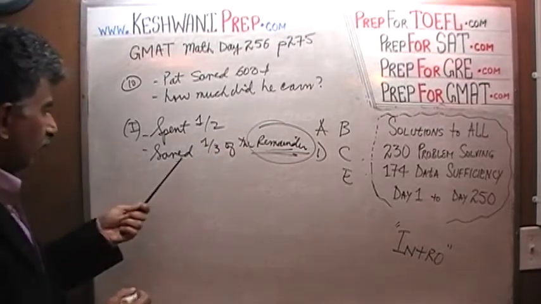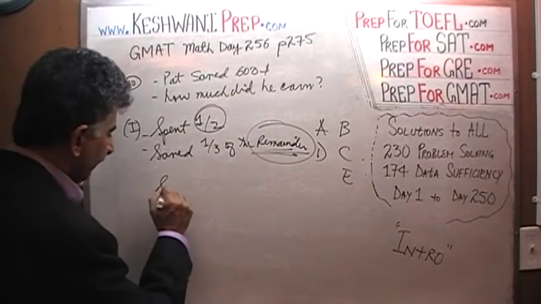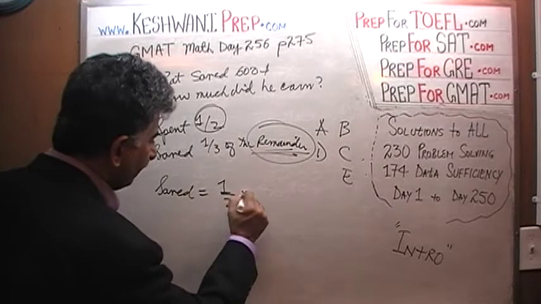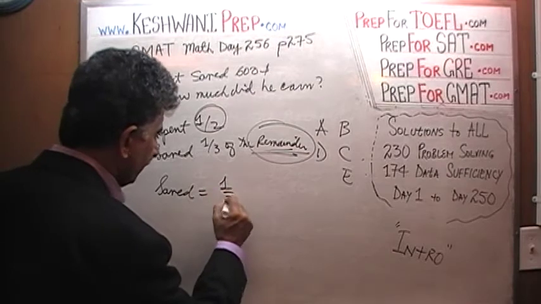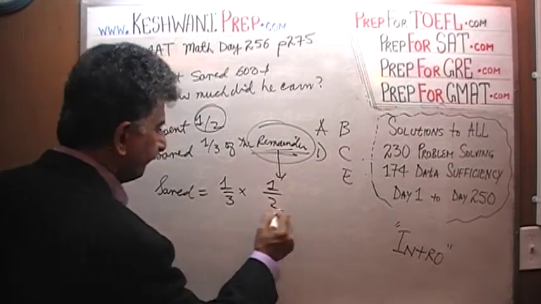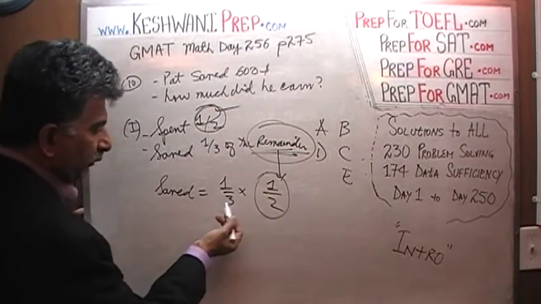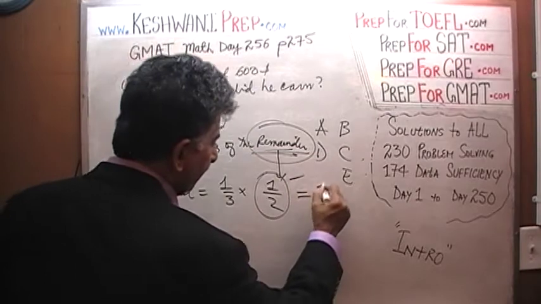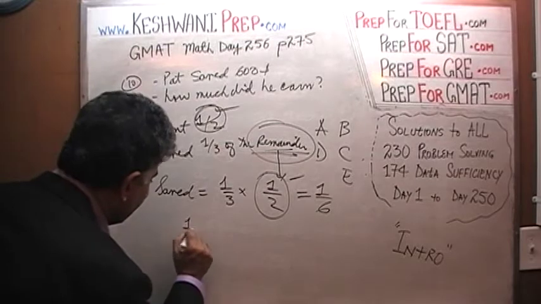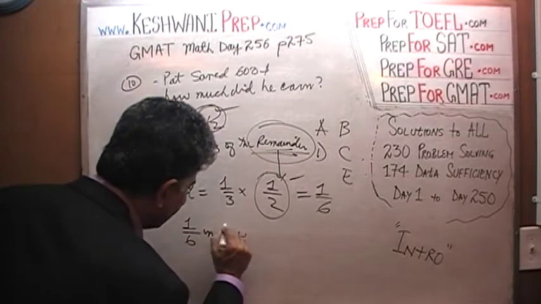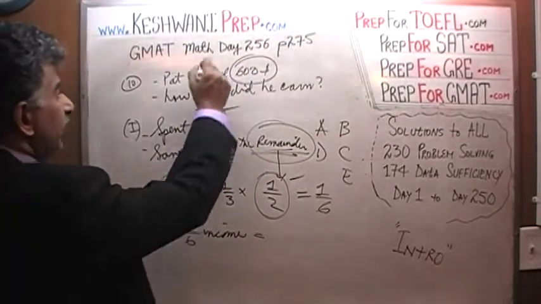Let's find out, shall we? He saved 1/3 of the remainder. Remember, he spent half, so he must have saved half. He must have saved 1/3 of the remainder, which is half of his income, because he spent half of it, which means the remaining half is there. 1/3 of the remainder, which means he must have saved 1/6. He saved 1/6 of his income. So now we know that 1/6 of his income must be $600, because we are told that he saved $600.